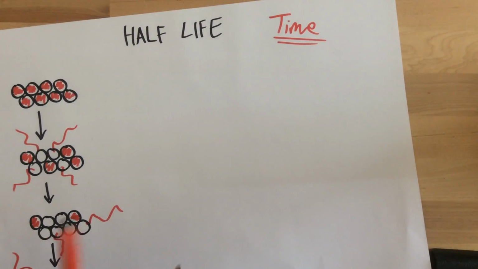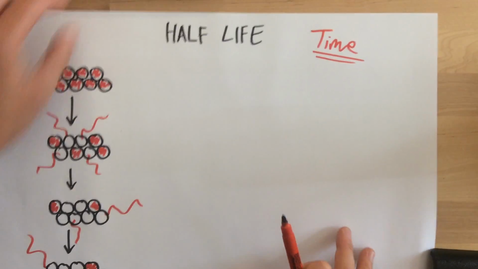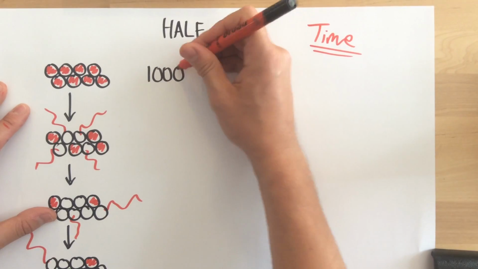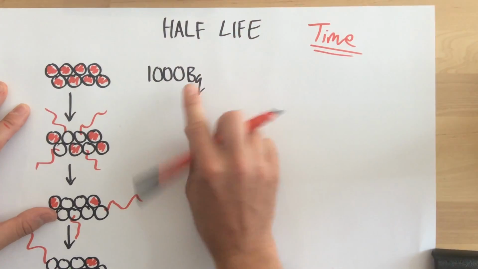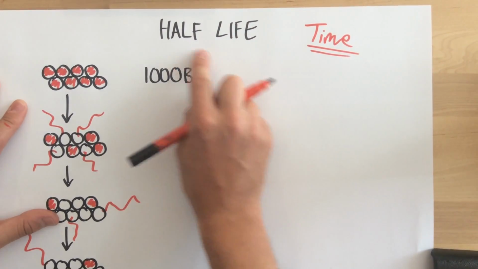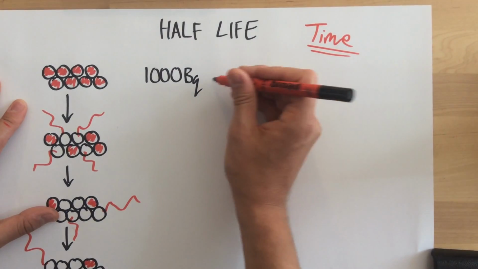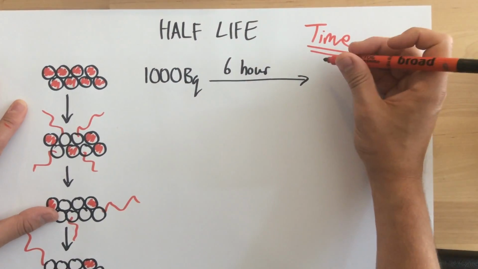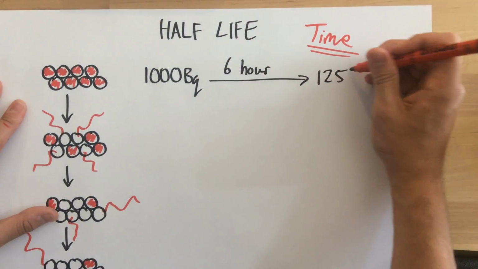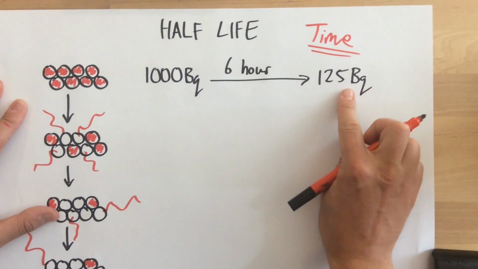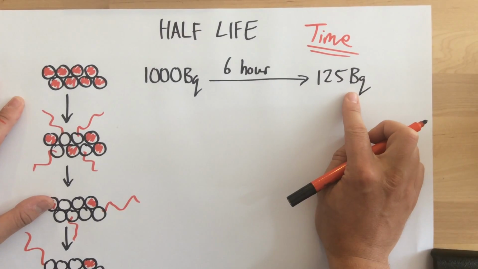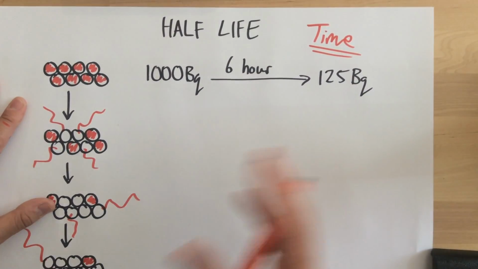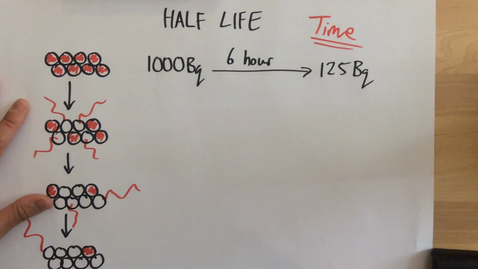So we're going to look at how to do a half-life calculation. A typical question might be, we start off with 1000 BQ. This just means becquerels, a measure of radioactivity. And after a 6-hour period, we take another measurement and we now have 125 BQ. So the question will be, what is the half-life? How long does it take for half of these radioactive nuclei to decay?